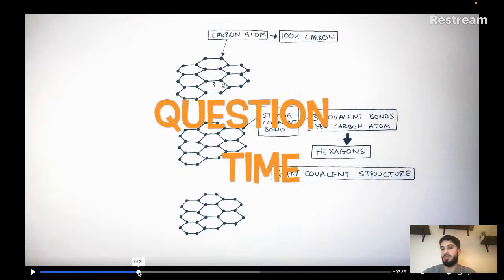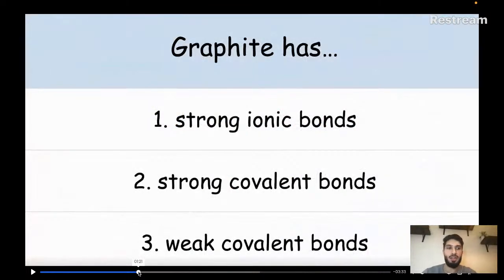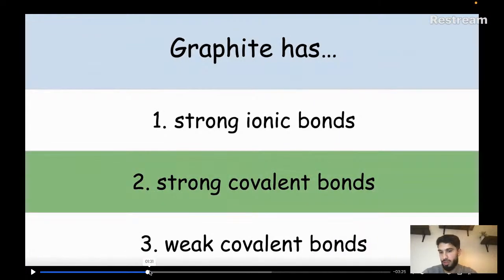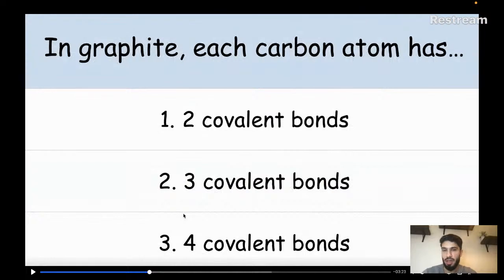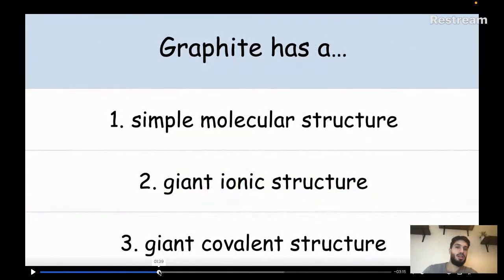Okay, question time, let's go. So graphite has 1, 2, or 3. Well done. Number 2, strong covalent bonds. In graphite, each carbon atom is it 1, 2, or 3? Number 3. 3 covalent bonds, easy. Graphite has a 1, 2, or 3.